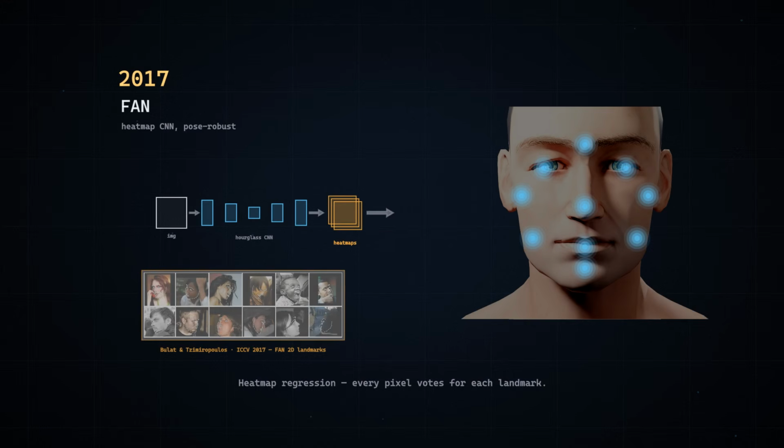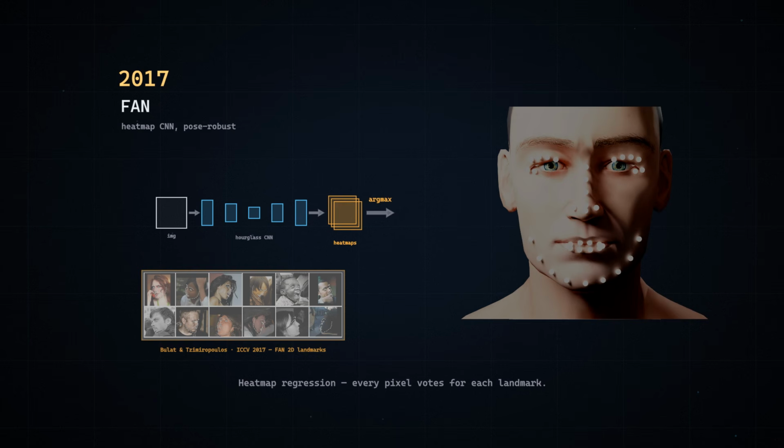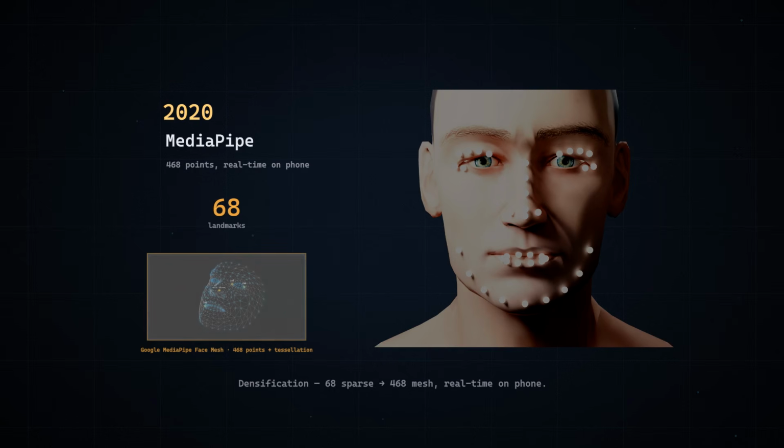2017. FAN. Heat map convolutional networks. Instead of pointing at one pixel, every pixel gets to vote. The brightest spot wins. Profile faces and occlusion that broke the old methods finally solved.